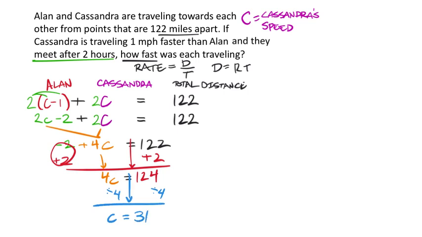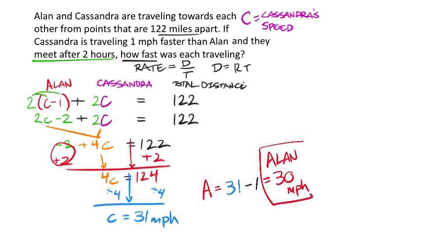Now C, again, what is C? C was Cassandra's speed, right? So that's 31. It appears that they were driving in miles, and this was in hours, so this is 31 miles per hour, but that's for Cassandra. Alan is going 1 mile per hour less than that, so we take Cassandra's 31 and take one away from that. Alan then is going 30 miles per hour. This is Alan's speed right here, and this is Cassandra's speed.